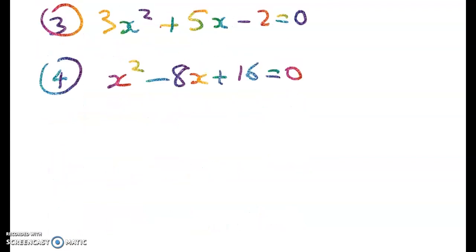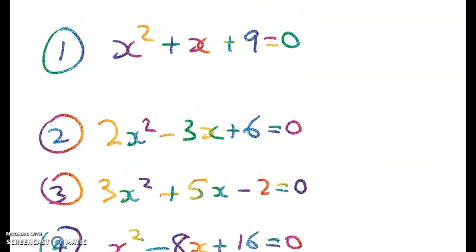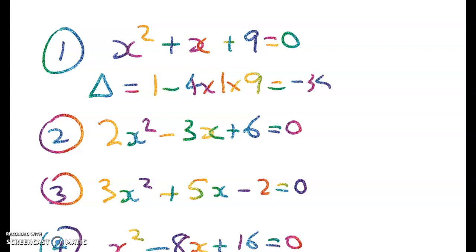Right, when you're doing your working, you should each time write down a equals, b equals, c equals, and then we need a clear reasoning statement. So for number 1, x squared plus x plus 9 equals 0, this is what we'll say. We've got the discriminant symbol, which is that little triangle. So the discriminant is equal to 1 minus 4 times 1 times 9, which is negative 35. So we need to say that that's negative, so there are no real roots.